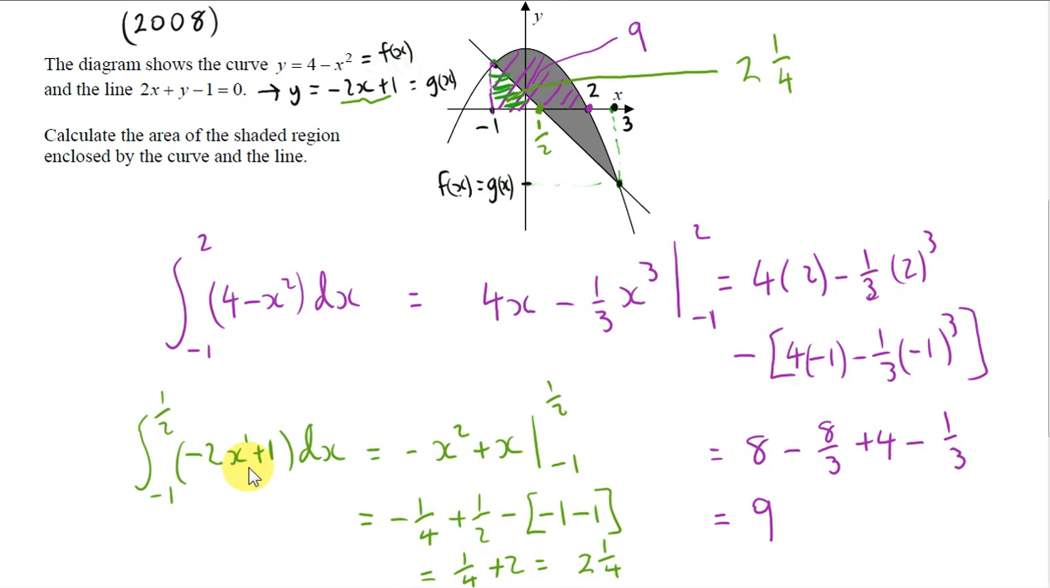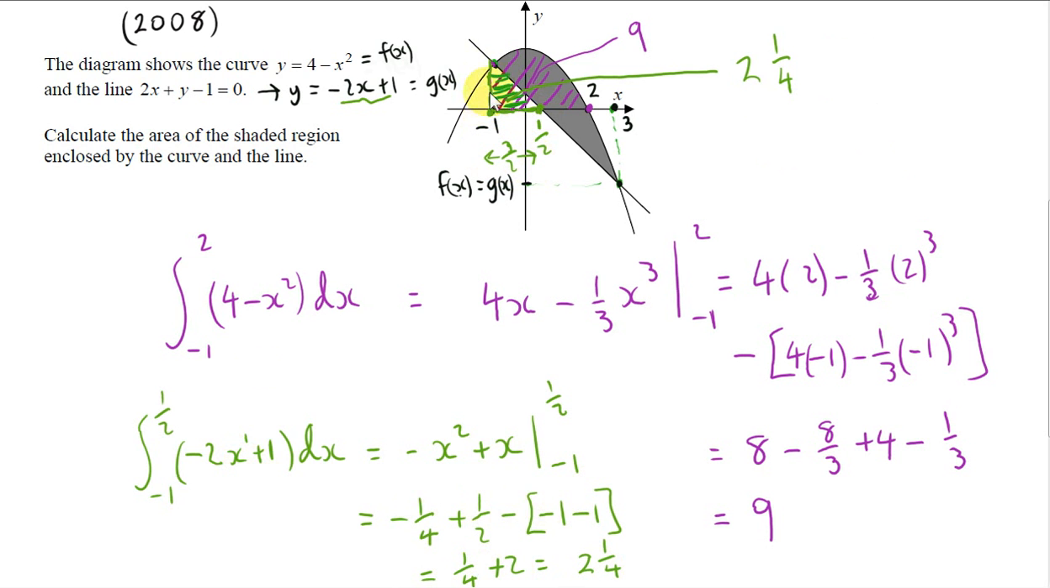Now we could have got that area by looking at this right angle triangle here. We're getting the area under a line, so we don't actually have to do any integration. So in this right angle triangle, the base runs from -1 to plus a half, so the length of the base is 1 1/2 or 3 halves.